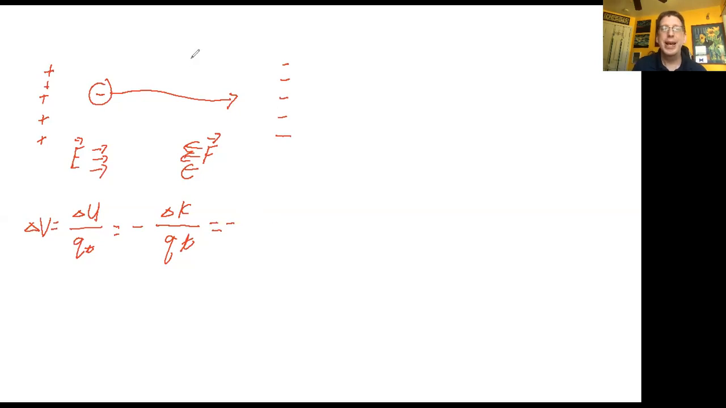It's losing kinetic energy. So delta K is equal to negative 1/2 m times the initial velocity squared. It starts with a certain amount of kinetic energy and it ends with 0 kinetic energy because we're told we're stopping the electron, so its velocity at the end is 0. So it loses a kinetic energy equal to 1/2 m v0 squared. And then you're dividing by the test charge again.